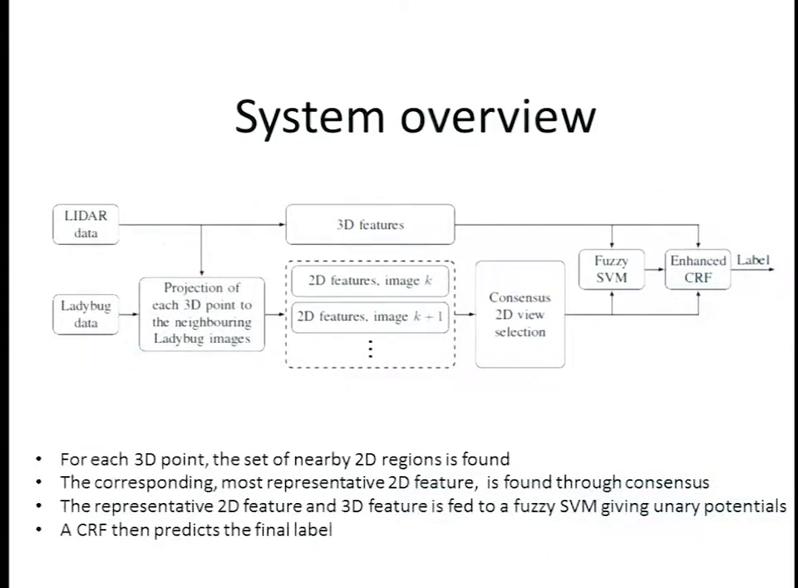The system that we have constructed looks as follows. For each 3D point, we find a set of nearby 2D regions in the imagery, and for each one of these 2D sets we find the most representative 2D feature through a consensus process. This consensus process is described further in the paper, and I can tell you more about it in the interactive session. The representative 2D feature and the corresponding 3D feature are then fed to a fuzzy support vector machine that gives unary potentials, and these unary potentials are then fed to a conditional random field that predicts the final label.